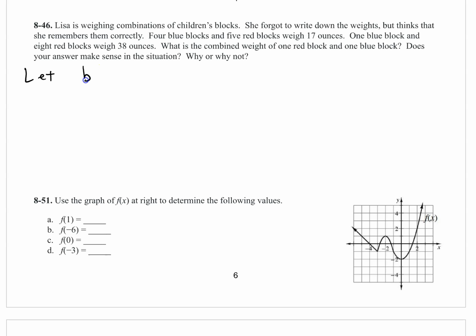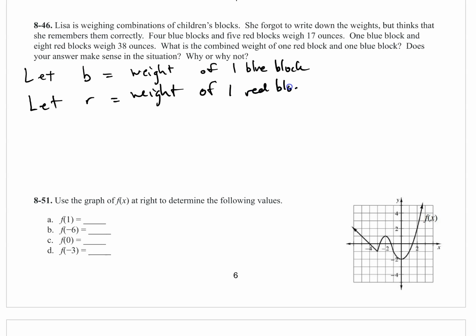This is a word problem. So I can just set let B equal weight of blue block and let R equal weight of 1 red block. 4 blue blocks, 4B, add 5 red blocks plus 5r equals 17. 1 blue block, 8 red blocks weigh 38. So 1b plus 8r equals 38. And we have our system.